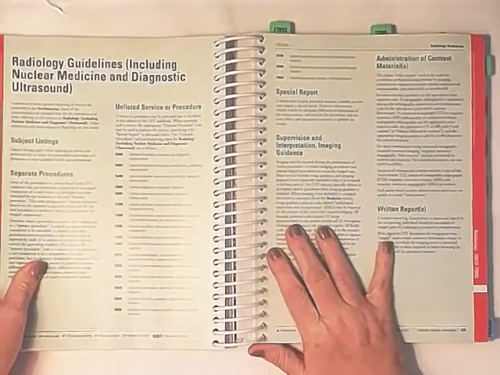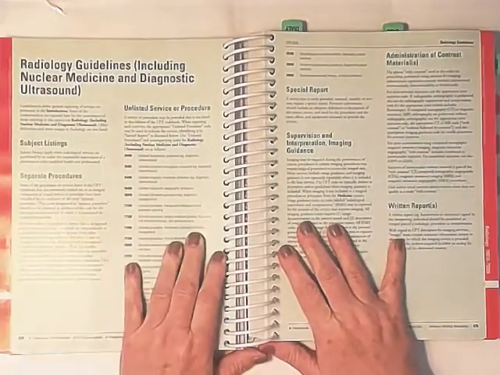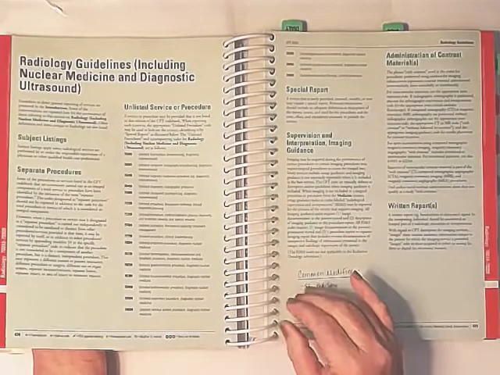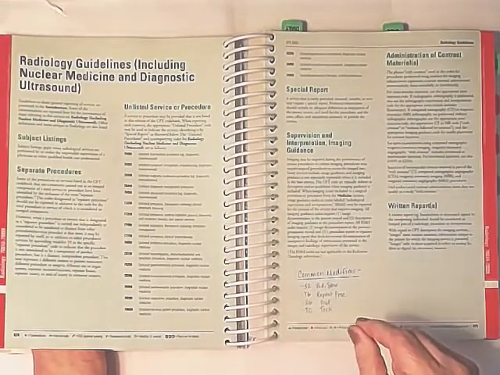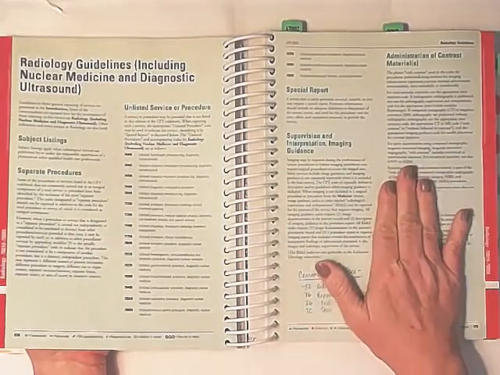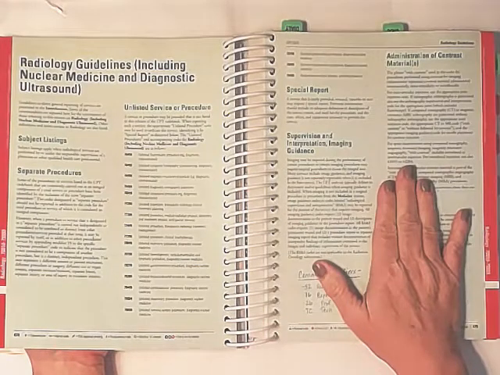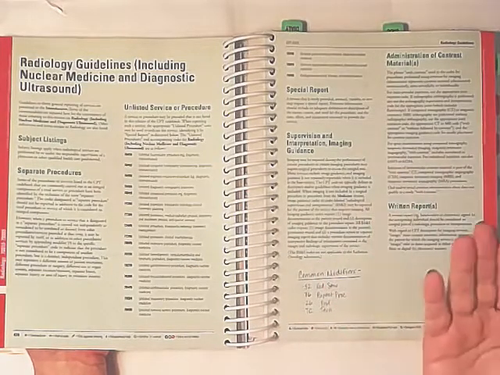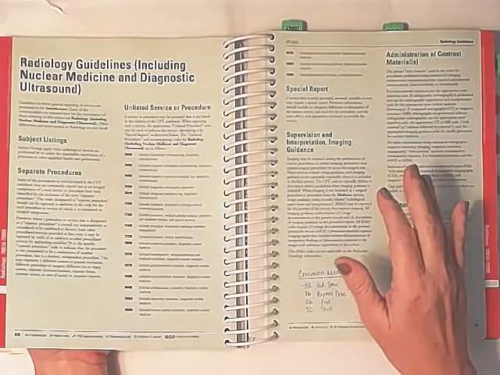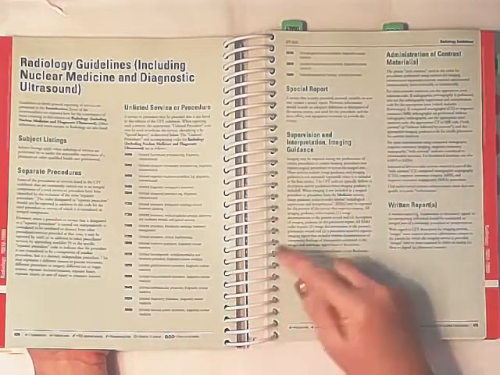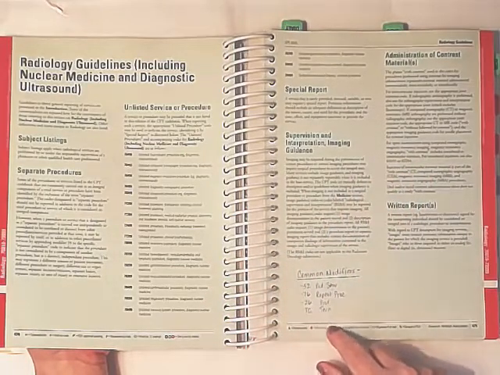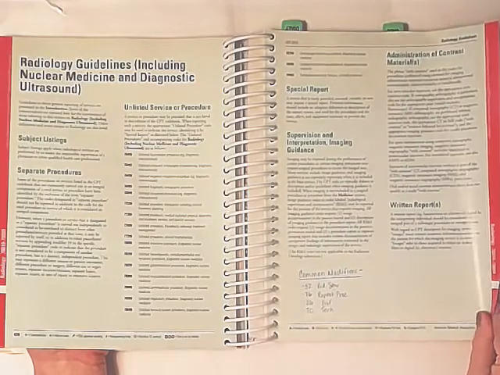So here we are in radiology. Remember, we are coding for physicians and not facilities. So a lot of the codes in here will have a 26 modifier, which is that professional component. Unless you're coding for the facility, you wouldn't be using the TC, the technical component.